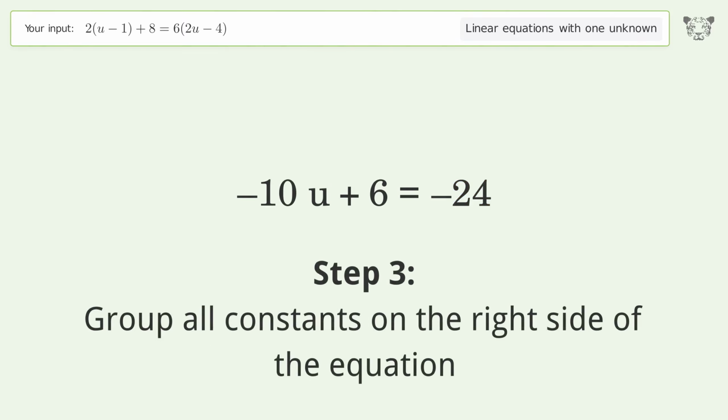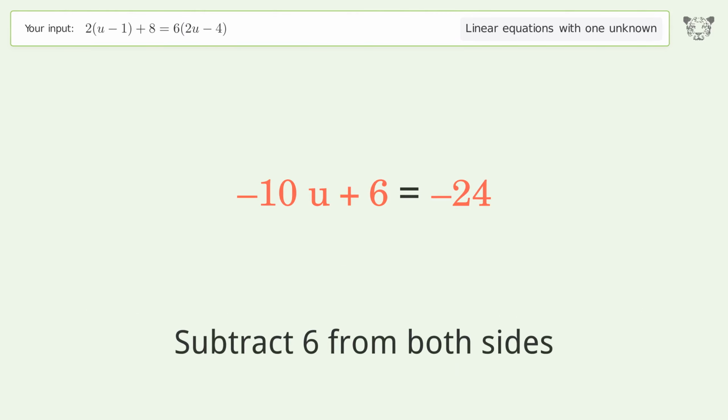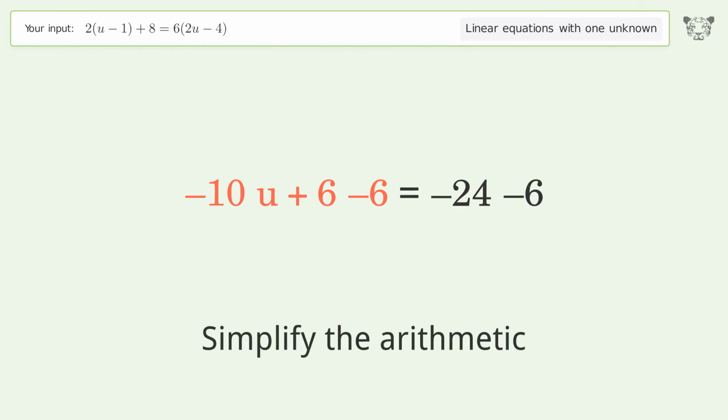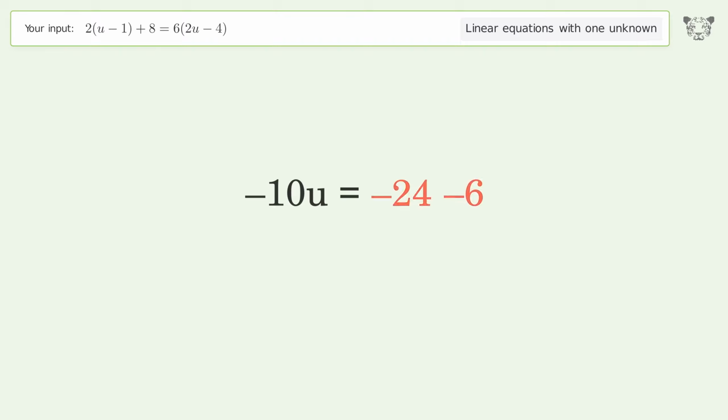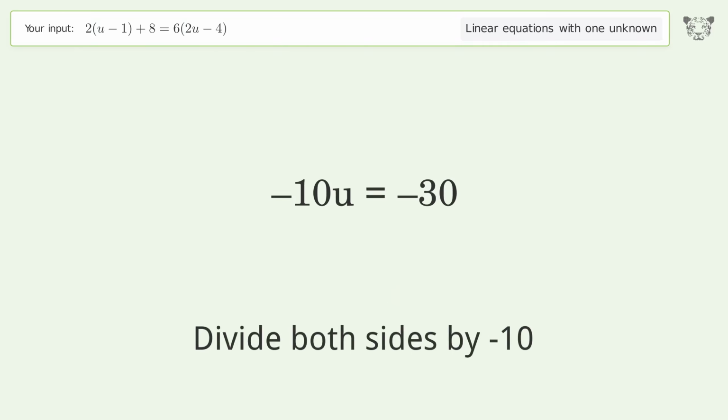Group all constants on the right side of the equation. Subtract 6 from both sides. Simplify the arithmetic. Isolate the u. Divide both sides by -10.